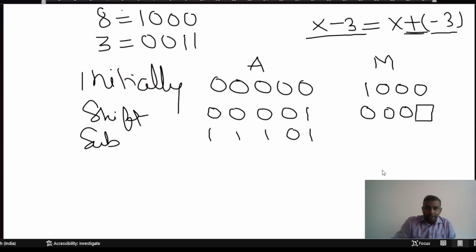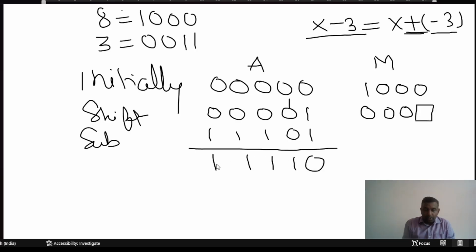Now in that case, we perform the addition operation. This is 0, 1, 1, 0, and then carry 1, means it's 1, again 1, again 1, again 1. So this is the answer of subtraction. The first bit of the answer of subtraction will decide the value of Q0.